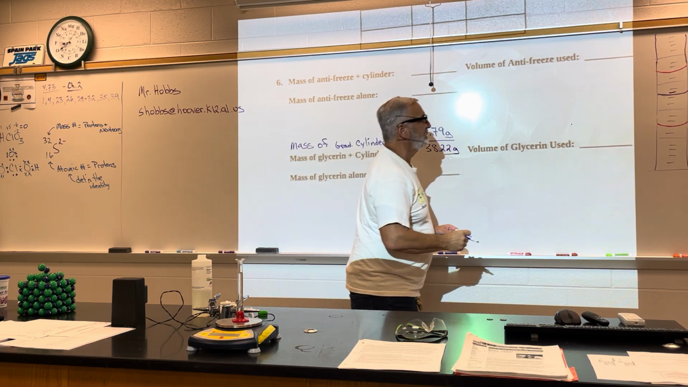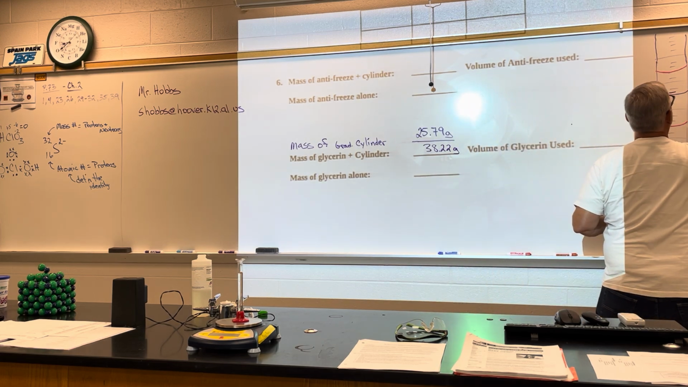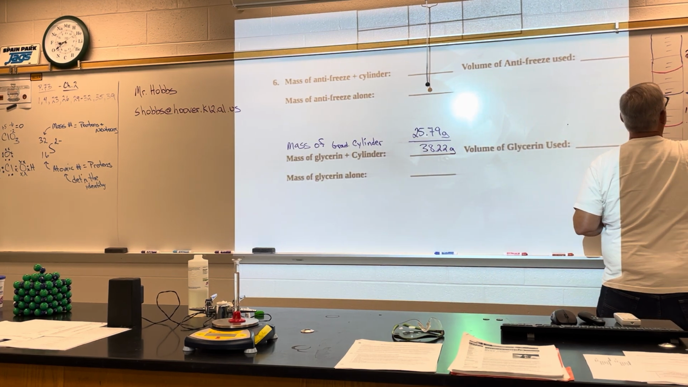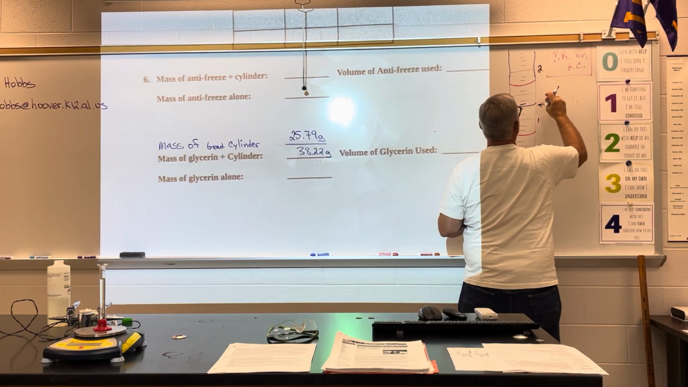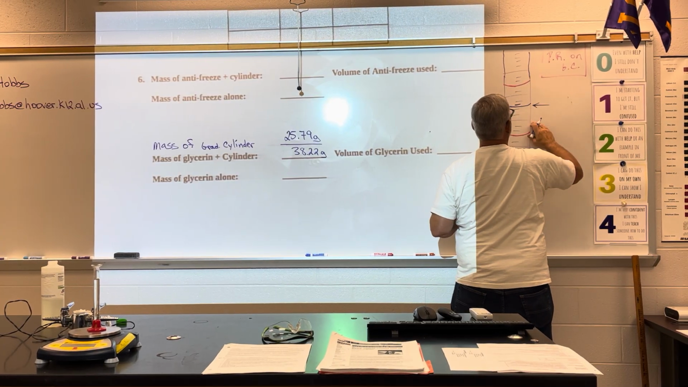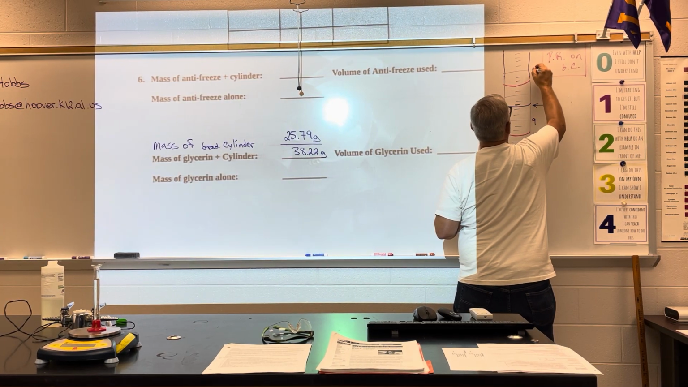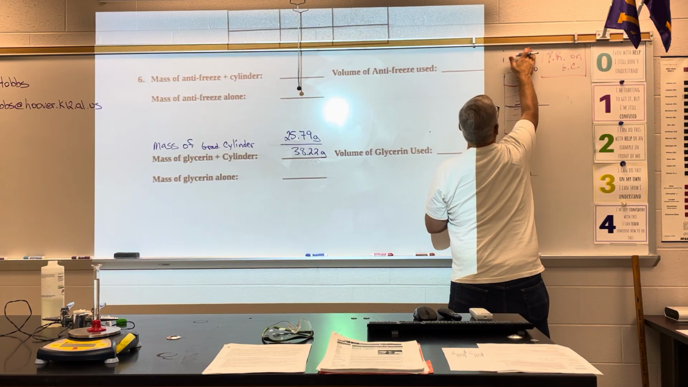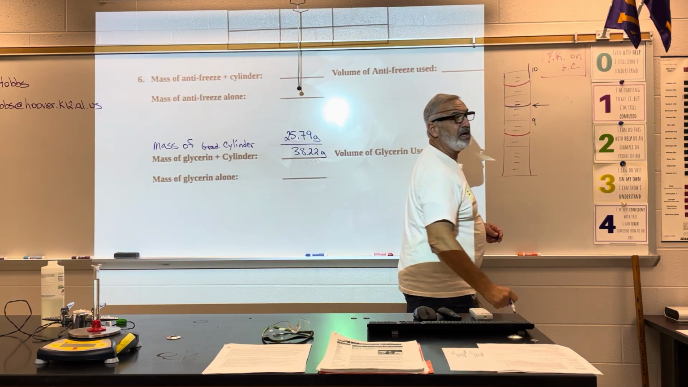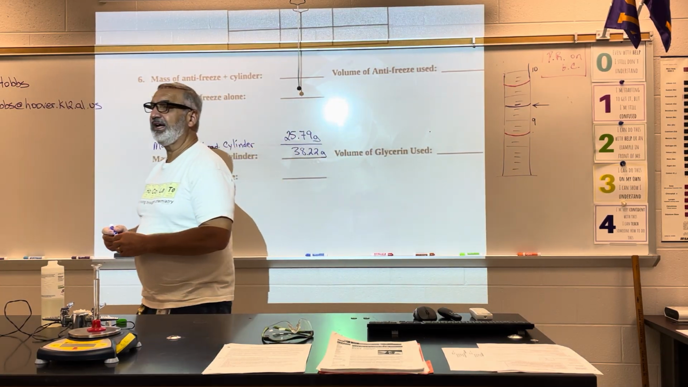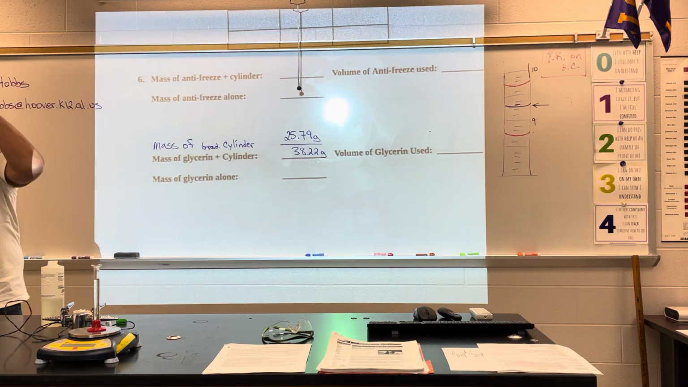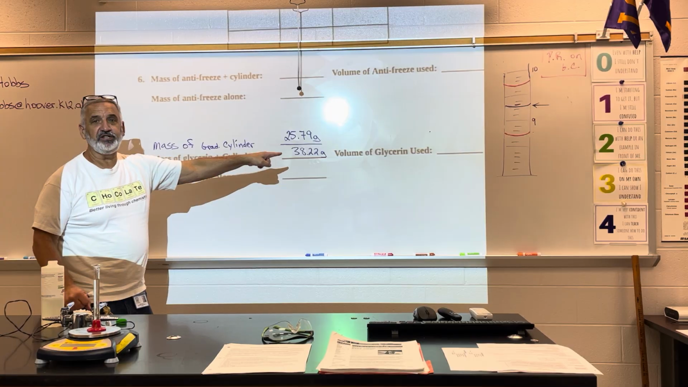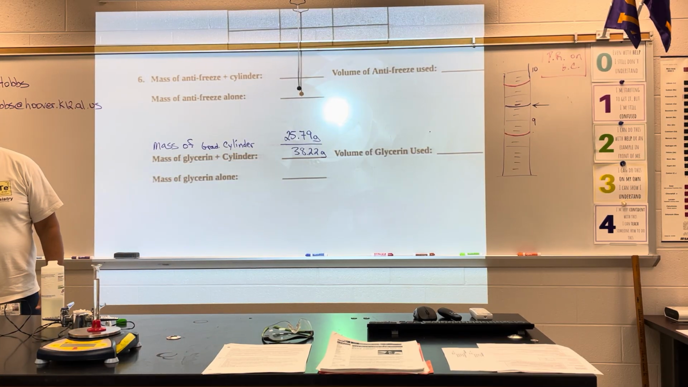If this is a 9 and this is a 10, so it doesn't go above here, how many milliliters do I have in my graduated cylinder? What's the volume of the glycerin used? Do I just put 10? 10.0.